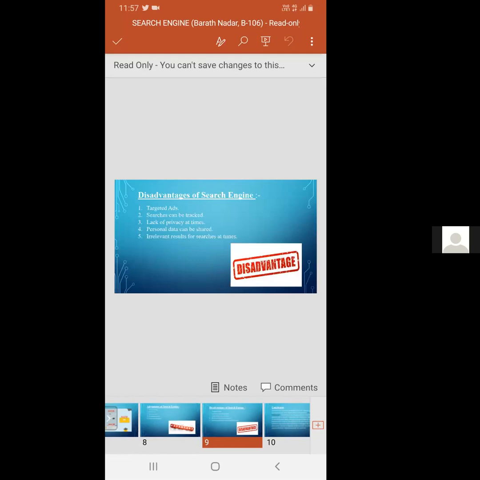And disadvantages: at times search engine always targets us with targeted ads, searches can be tracked, and there is lack of privacy, as we all have heard a couple of times that most of the people's personal data has been shared in various websites in search engine, and sometimes search engine shows irrelevant results for our searches that is especially not required most of the times.